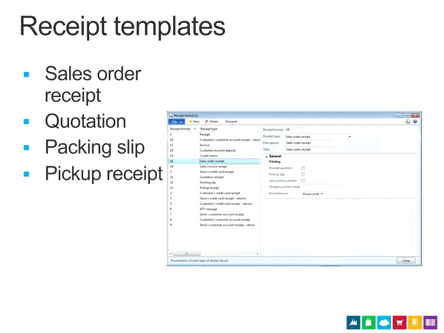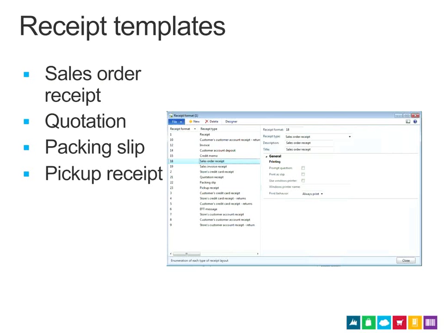We've made changes to the printed documents that can occur as the result of a sales order or a quote. And so there are 4 new receipt templates that can be assigned to receipt profiles. Obviously, one for each of the transaction types of sales order and quotation. And then the ability for the point of sale actually to be able to generate and print packing slips and pick up receipts. So those are configured.